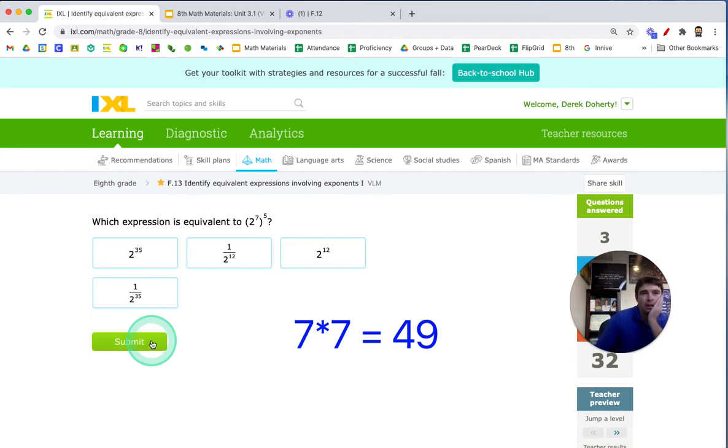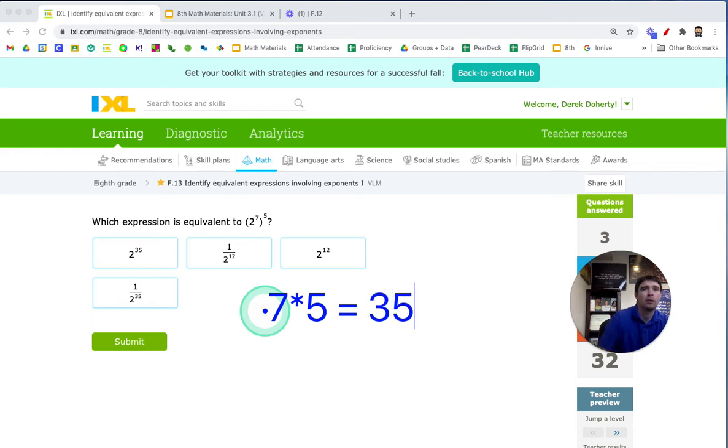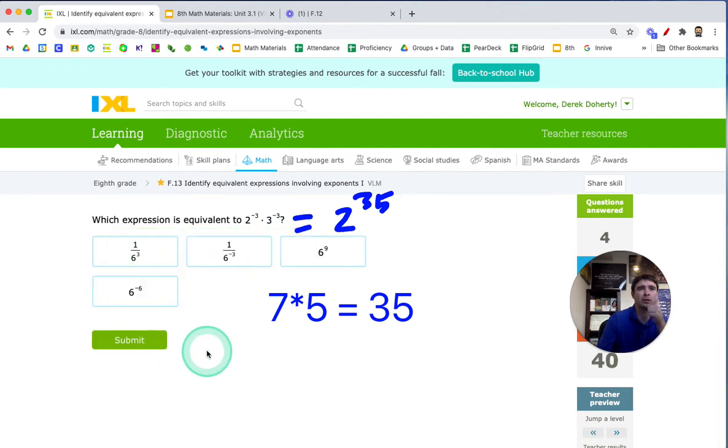This one I would definitely encourage you to do on your own, building on a very similar skill that we just did. Hopefully a lot of you are saying, Mr. Doherty, it's the exponent to exponent situation. All we need to do is multiply those two exponents together. 7 times 5, which equals 35, tells us in this case 2 to the power of 35 is the answer that we're looking for. So selecting 2 to the power of 35, submitting that answer, and I think we're in strong shape.